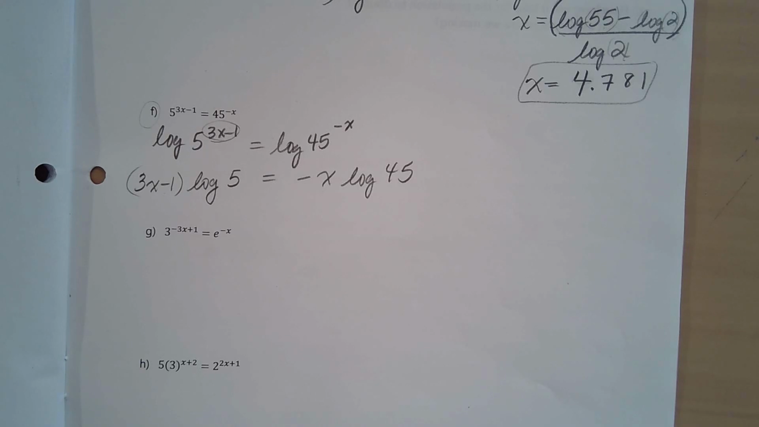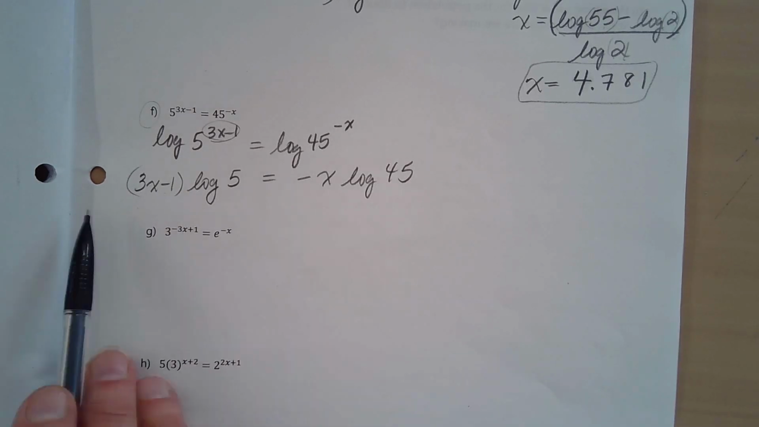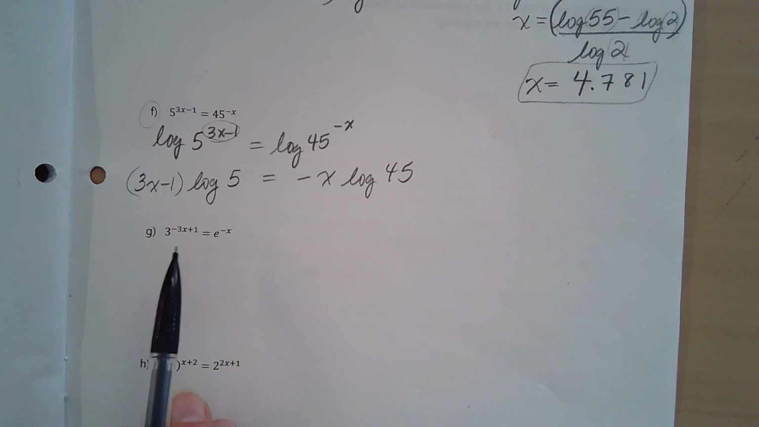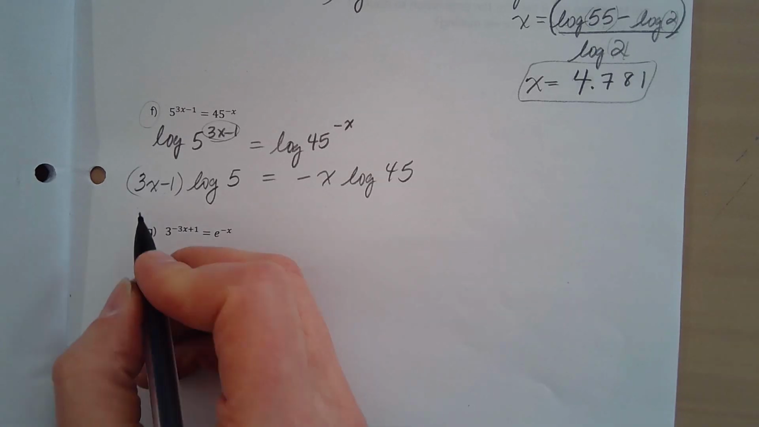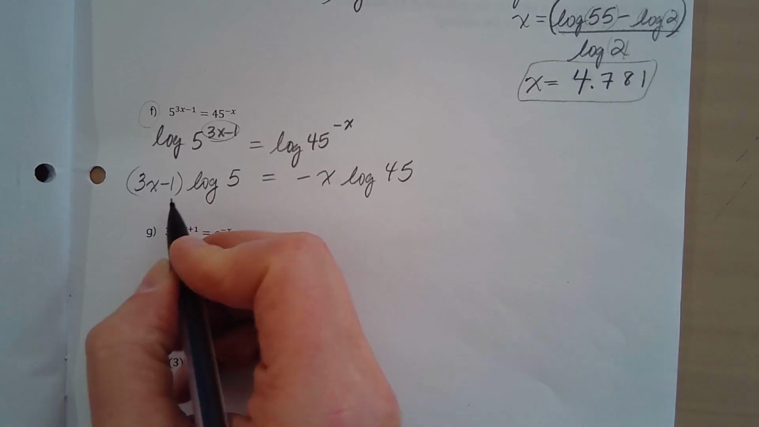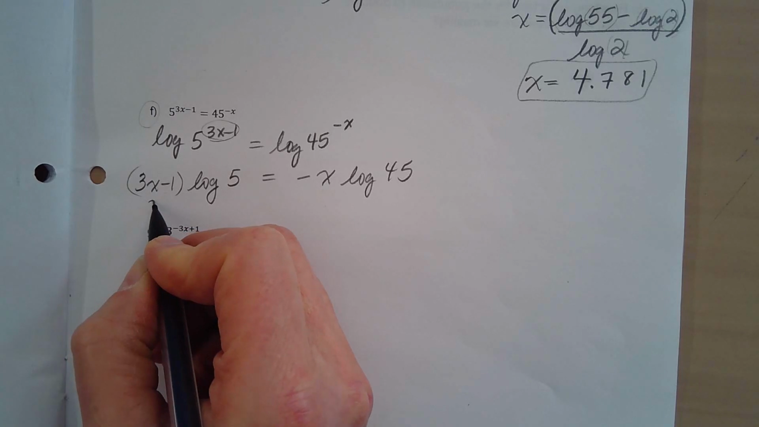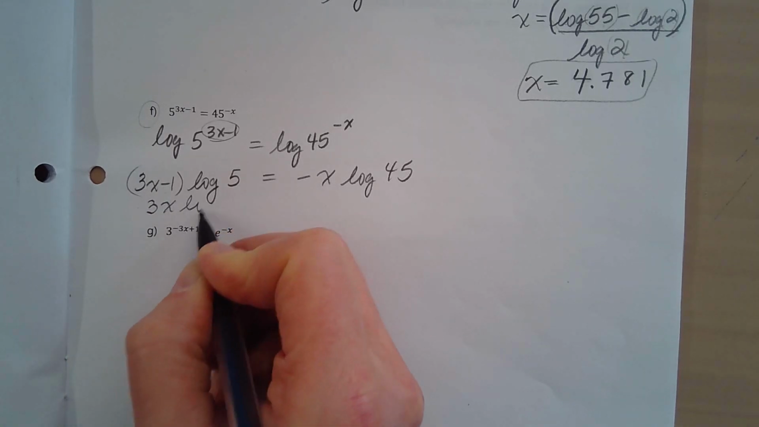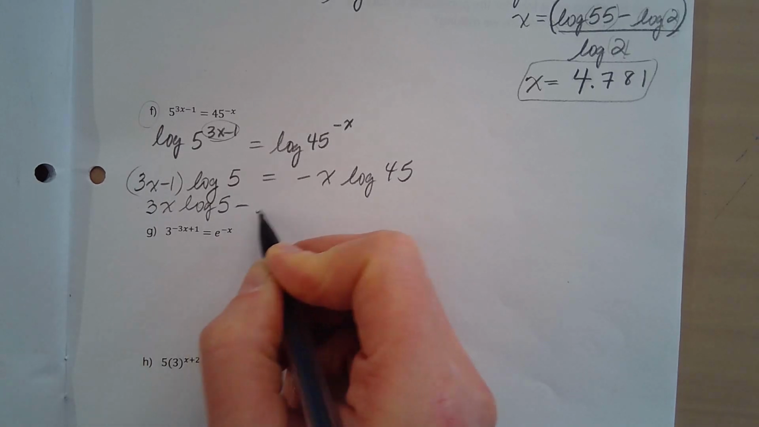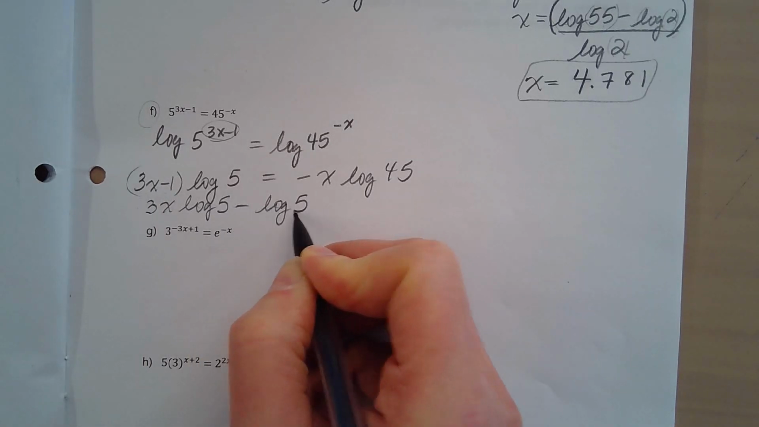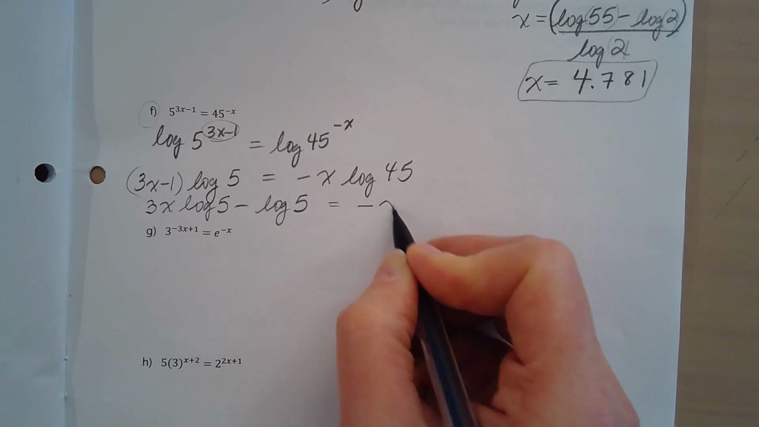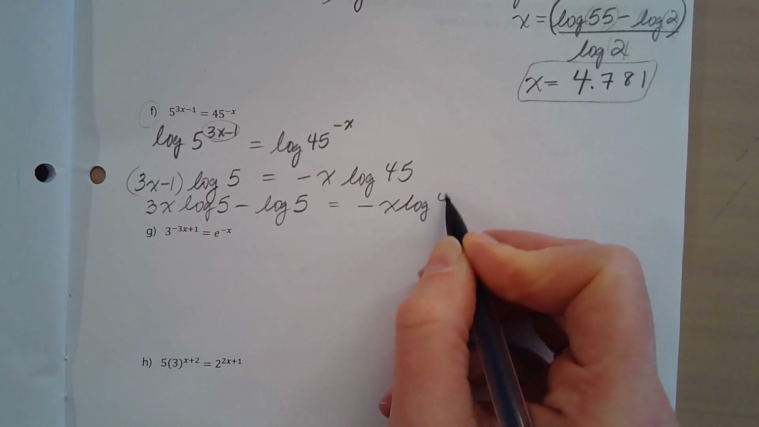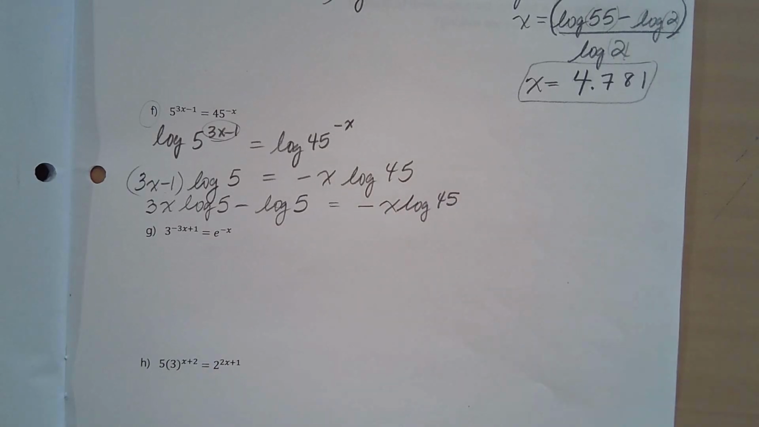The problem comes because you have x's in two places now, right? It's a little harder than the first one because you're not just isolating one, you've got to get them both. So one of the strategies, and there is more than one, would be to get rid of the brackets again, right? To kind of release this x, because right now he's grouped with this minus 1. So I could do this, right? 3x times log 5 minus log 5 equals minus x log 45, right? I'll show you the strategy that I use a lot.